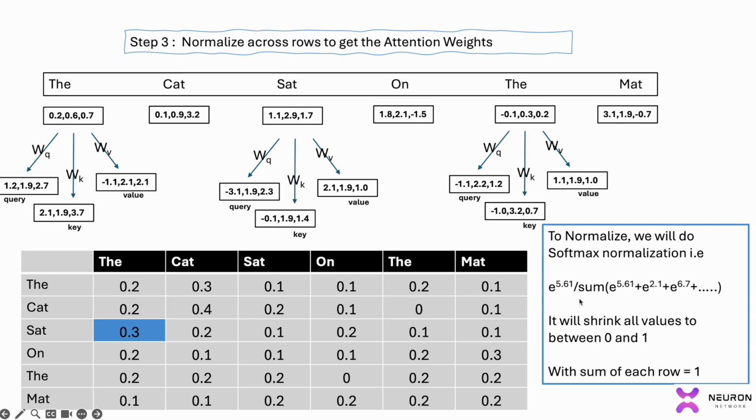What this will do is shrink every value between 0 and 1, and the other thing is that if you add all these values, they will sum to 1. So effectively we have normalized, and these normalized attention scores are called attention weights. So we have got an attention weight 6x6 matrix. Hope till this point it is okay.